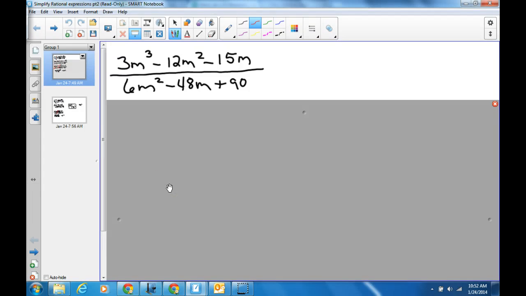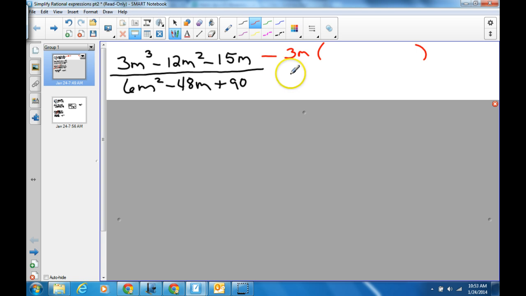So, rational expressions and simplification, we got two polynomials. And the main thing you guys got to do before we go on is to take your greatest common factor out of both the numerator and the denominator. So what's your greatest common factor here? It's going to be a 3, and what else can you take out? M. Okay, so what I want you to do is take a moment, find what is left inside that bracket.